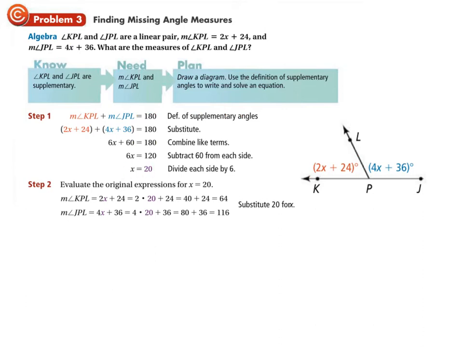And then, of course, we need to substitute that value of 20 in for each expression. Here's the expression for that first angle. Putting 20 in for x, we find it is 64. And we do the same for the second angle, and we find that that measures 116. That's how you do it.